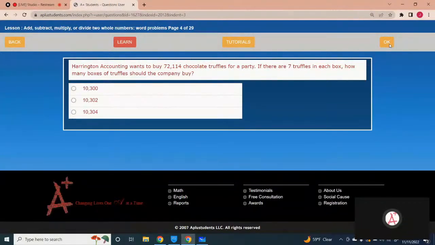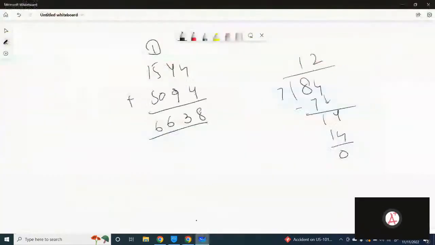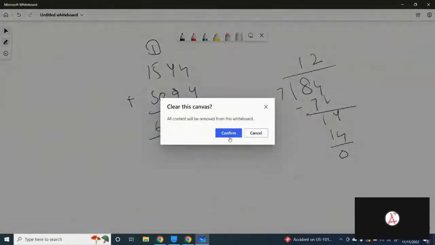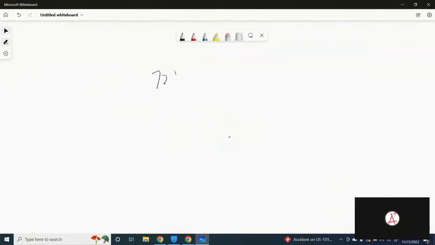Okay, the next one is Harrington Accounting wants to buy 72,114 chocolate truffles for a party. If there are 7 truffles in each row, how many boxes of truffles should the company buy? So you have to divide 72,114 by 7. 7 times 1 is 7. 7 subtract 7 is 0. Bring the 2 down. We cannot divide 2 by 7. So you have to bring another digit down.